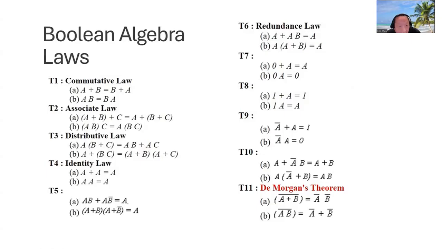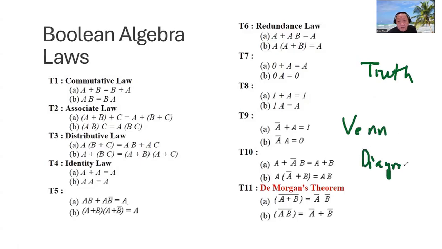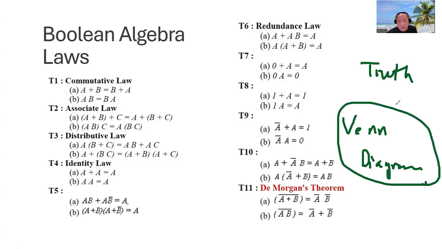Next, you need to look at the commutative law. Let's look at T1. When you look at this Boolean algebra, you can use a truth table to prove it. You can also use a Venn diagram to prove it. You need to know both of these when you need to prove them.